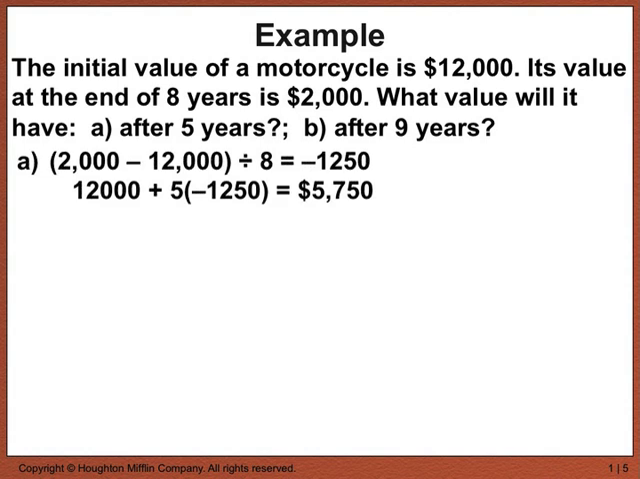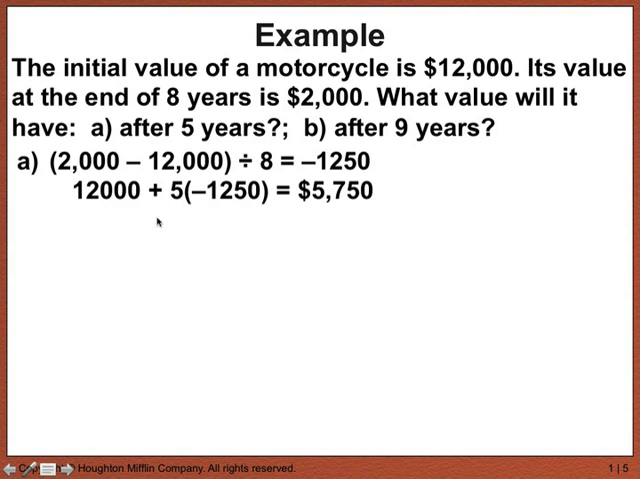Alright, first we need to find the rate of change, or the slope. So the final value is 2,000, the initial value is 12,000, and you can consider those your y-coordinates, if you will. That would be your rise. And you can consider years as your x-coordinate, and that is your run. So if we are looking at this change in value as a slope, the rise over run is 2,000 minus 12,000, that's your rise, divided by 8, that's your run, and you get negative 1250. So that means that the value of the motorcycle goes down $1,250 each year.